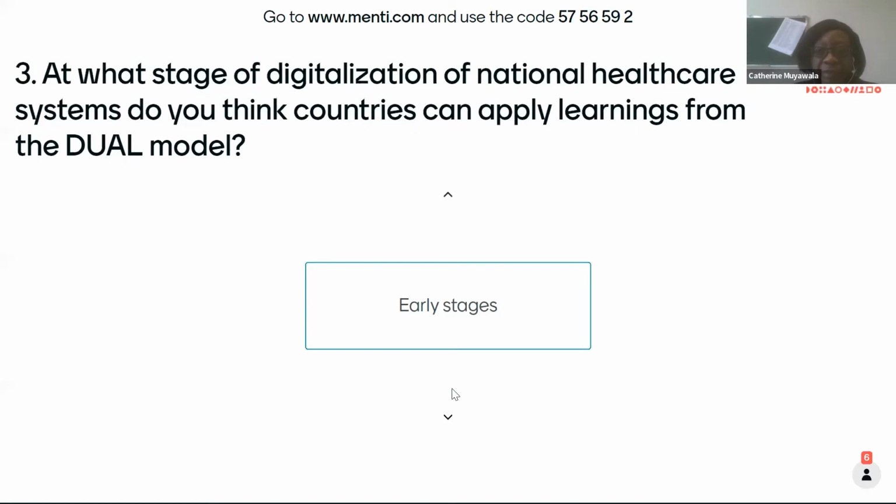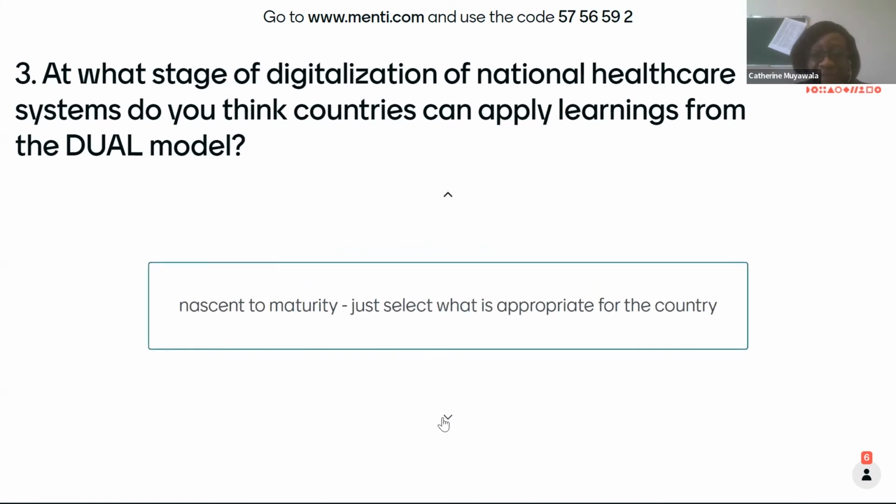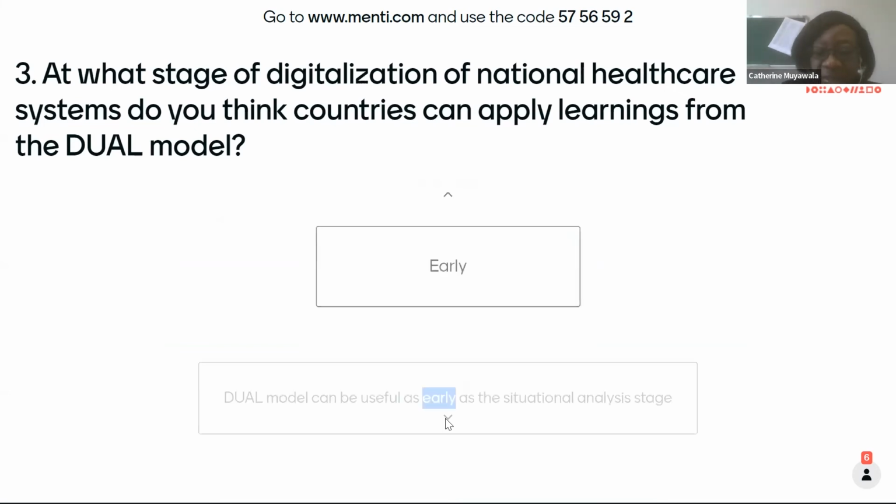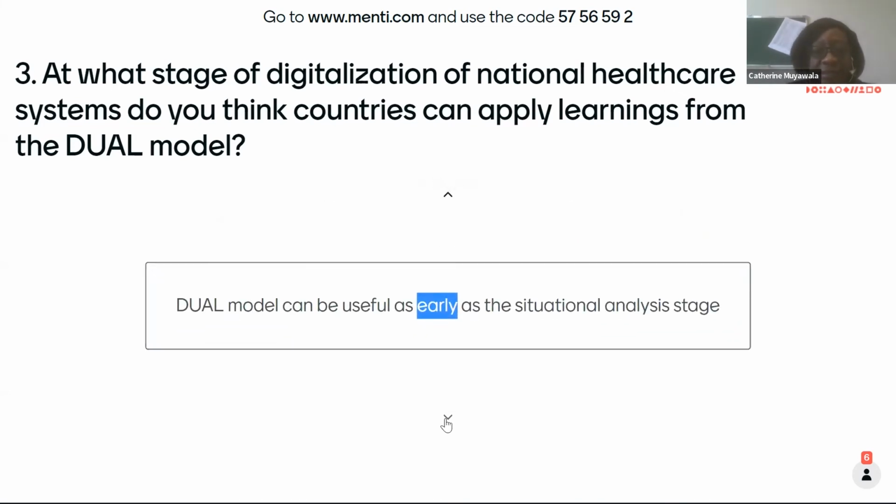So here we are, we have some saying in the early stages, as early as the planning stages, early and mid, nascent to maturity, just select what is appropriate for the country. And others are saying early stage, from the initiation stage, very early. So suffice to say that the majority of us think it should be done in the early stages.